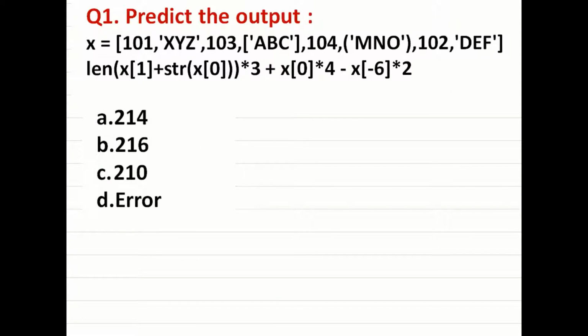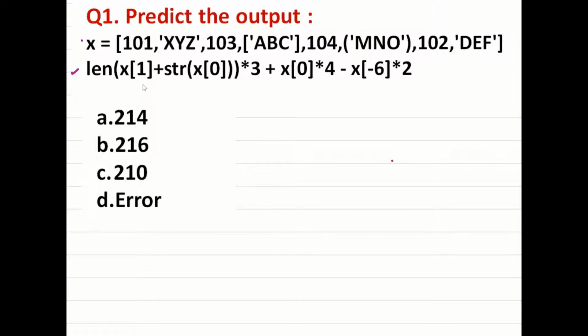Question 1 is predict the output, and here a list of elements is given. X is initialized as a list of elements. You can see 101, xyz, 103, abc, and here one statement is given. We have to find out the output of this complete entire statement. What will be the answer? Any guesses? Can you guess which one is the correct option? We will find out and solve this equation.